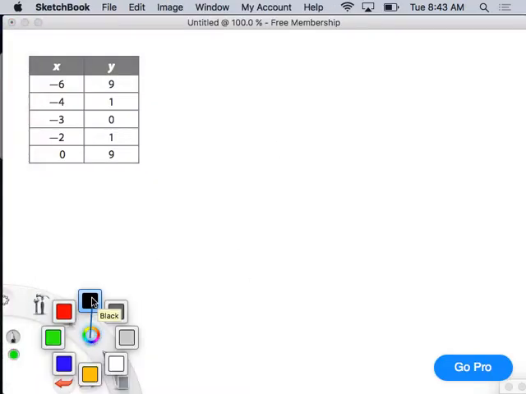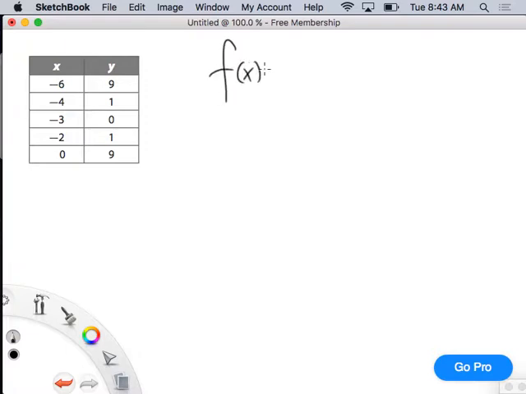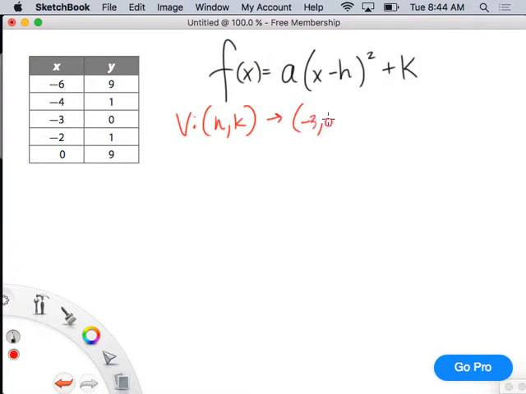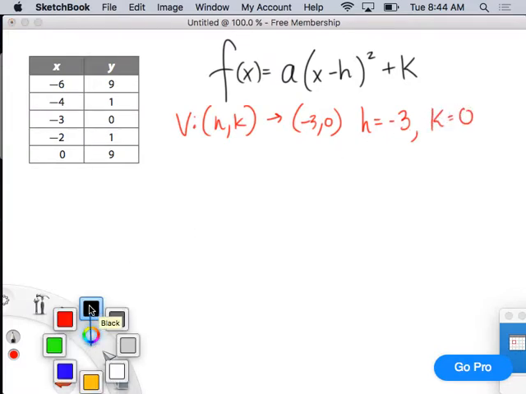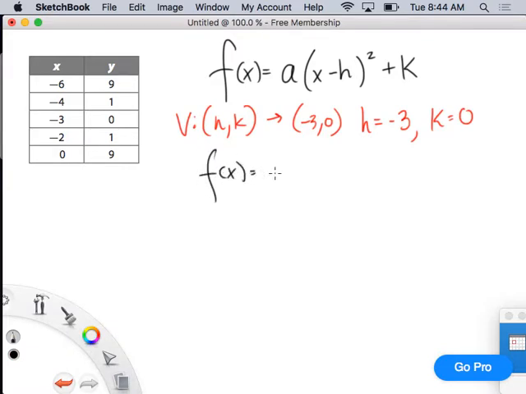So how do we figure out the function based on this? Well, if I have f of x equals a times x minus h squared plus k, the vertex is at h, k. Well, if the vertex is -3, 0, then what is h? -3, and what's k? 0. Okay, so I plug those in, and I get f of x equals a times x minus -3, so it's x plus 3 squared, and then plus k is 0, right? Does that make sense? So I just figured out h and k, and I plug them in.